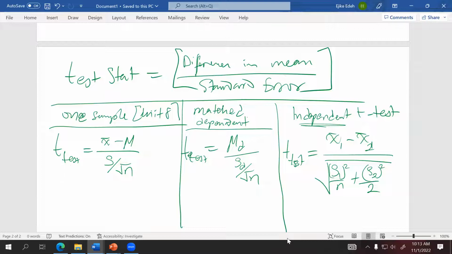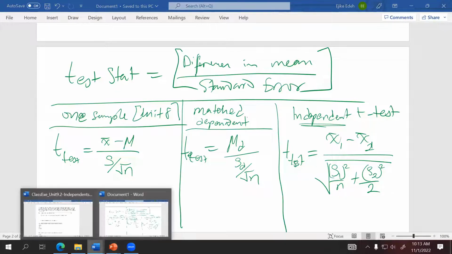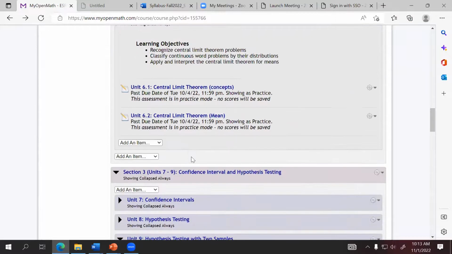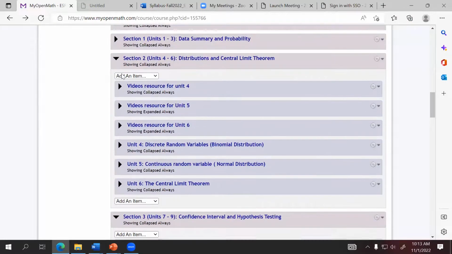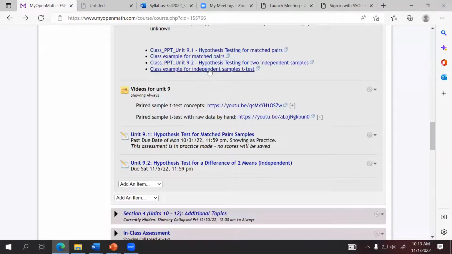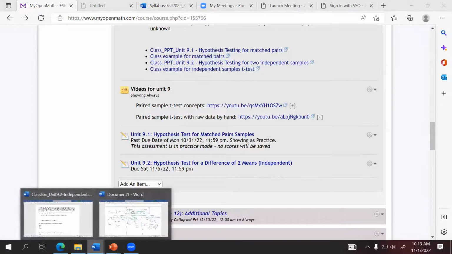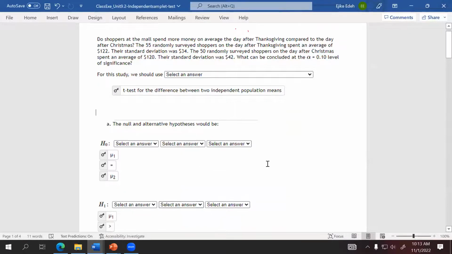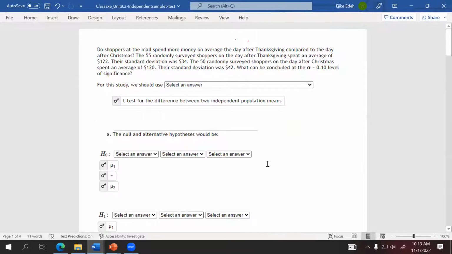Okay, we're going to go ahead and solve some concrete examples in this section. I have this posted under section 9, under unit 9. Let's close out this. So it's over here on unit 9, right? You can open that or just follow through what you have. So here is a situation like that. Shoppers at the mall spend more money on average the day after Thanksgiving compared to the day after Christmas.